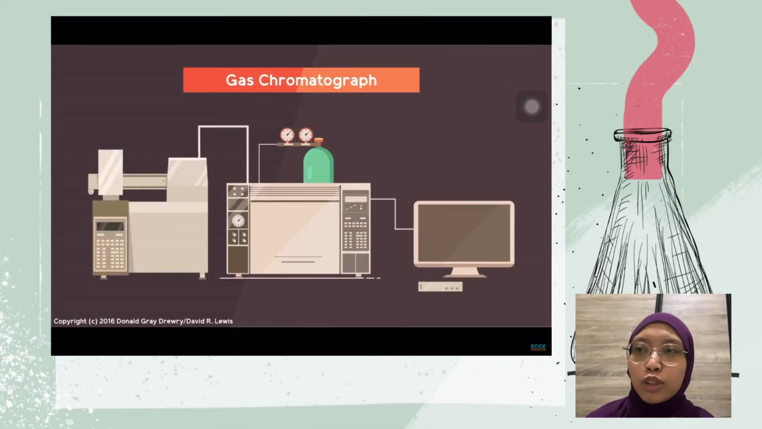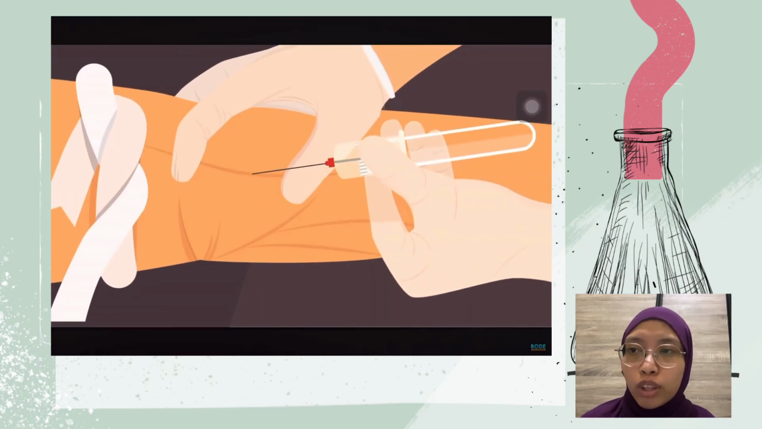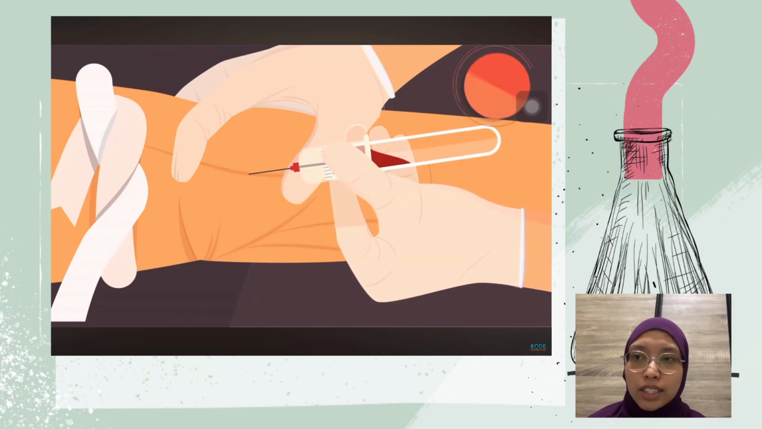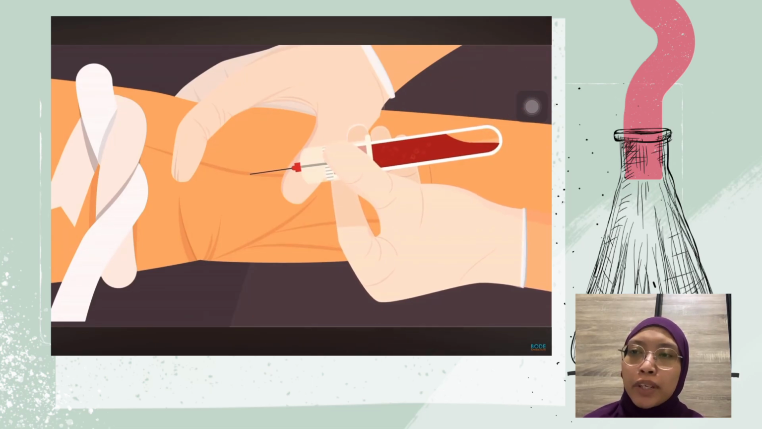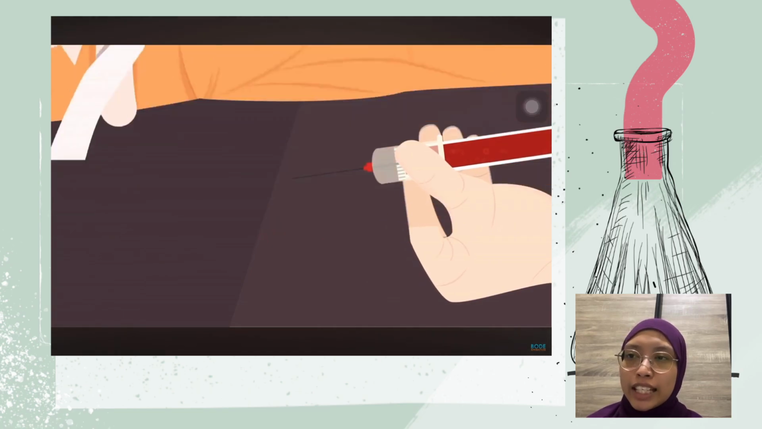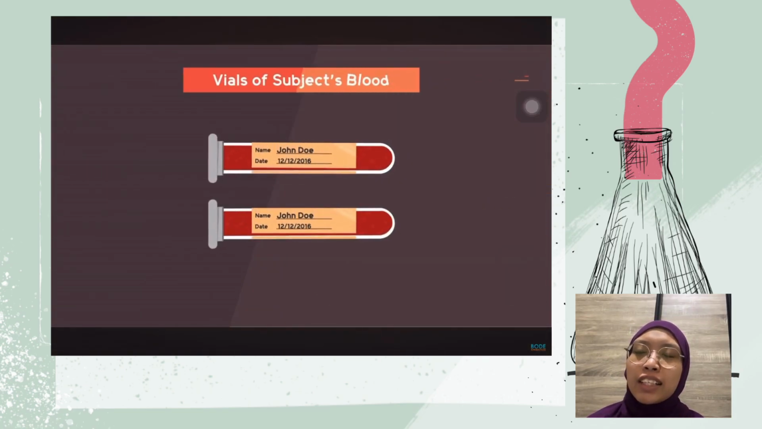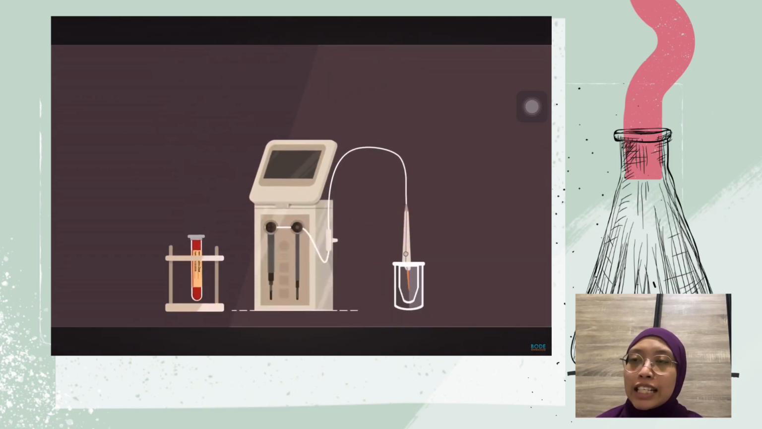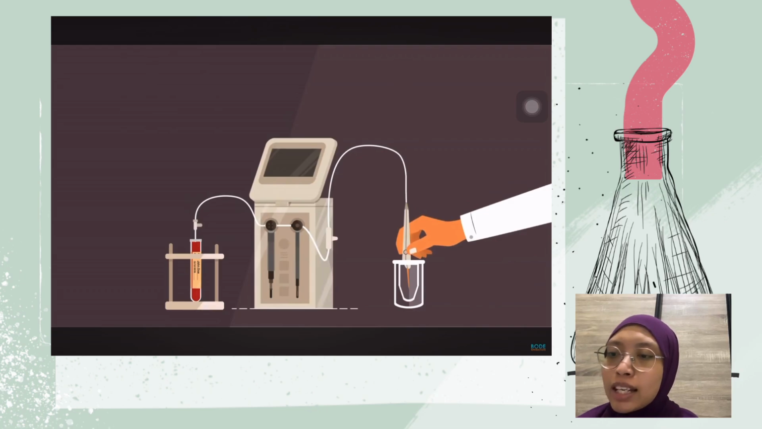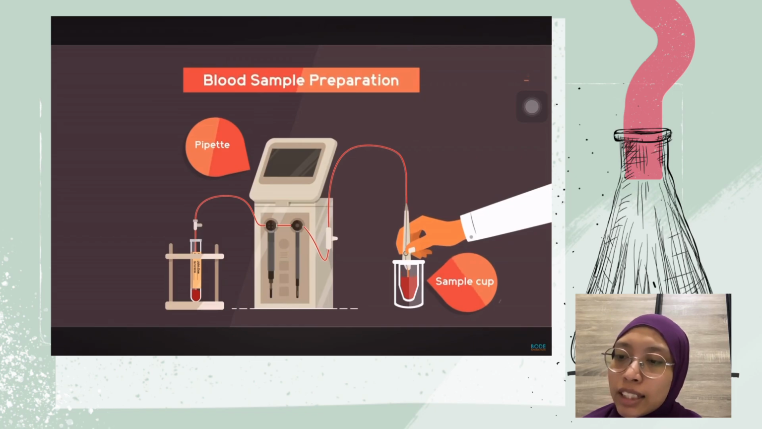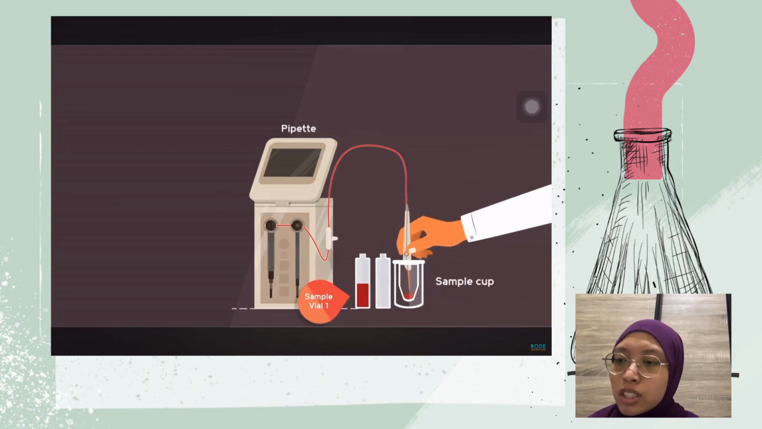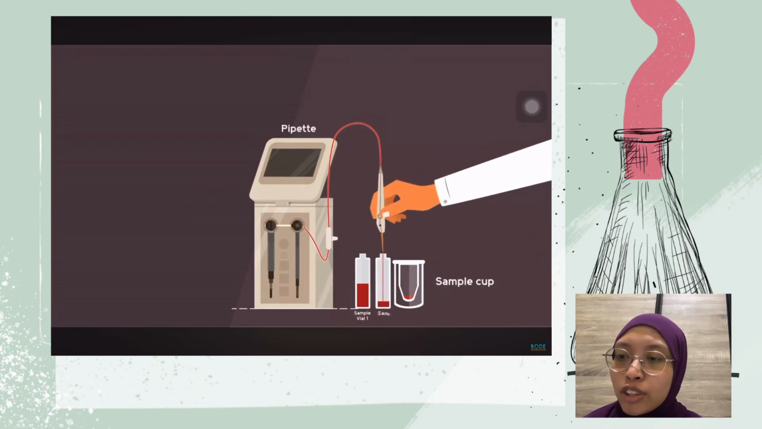Okay, here we show you a gas chromatography video explaining how gas chromatography works. Okay, first we do the blood sample preparation by using a syringe and put it into vials, and we separate it into two vials. Then put some blood sample in the sample cup by using a pipette. The samples are generally dissolved or diluted in a solvent and then injected into the inlet port.